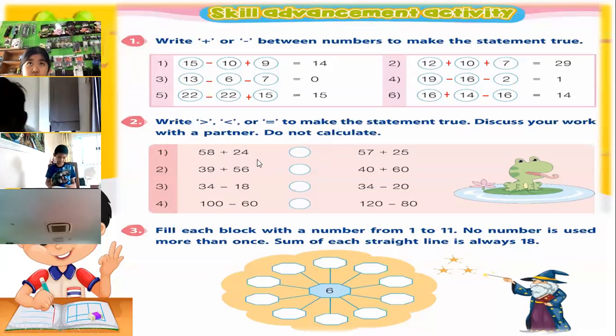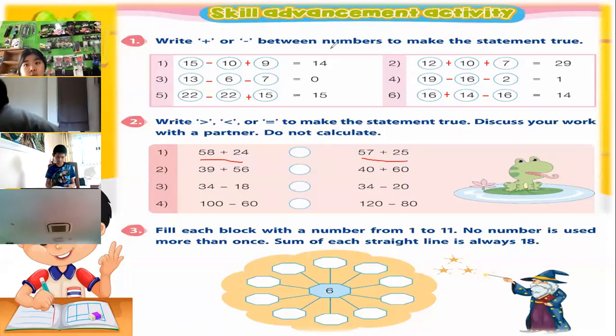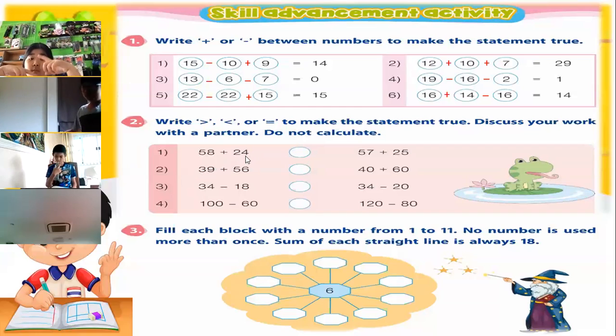Number 1. 58 plus 24 becomes how much? 82, right?